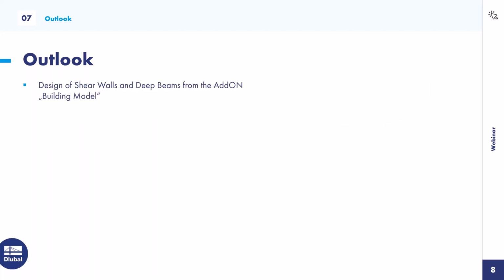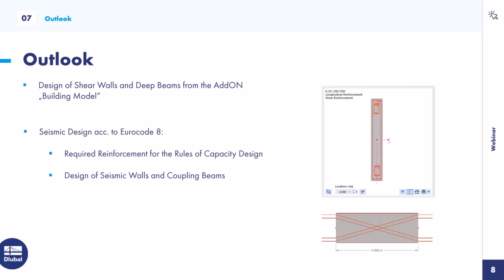The next topic in our development is the design of shear walls and also of deep beams, which will be automatically generated in the add-on Building Model. Adrian already showed the building model, how it works with the load transfer. With this building model, it will also be possible to automatically generate shear walls and deep beams as design objects. And these objects will then be directly designable in the add-on Concrete. It will be a simplification for you.